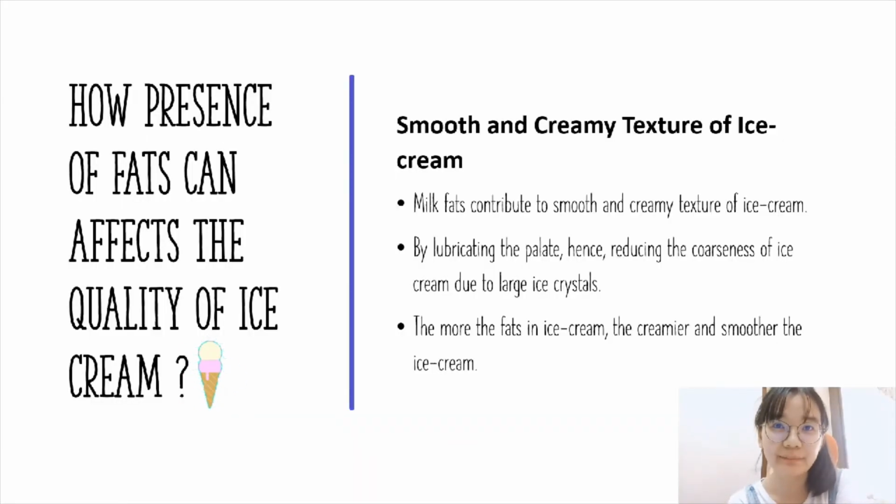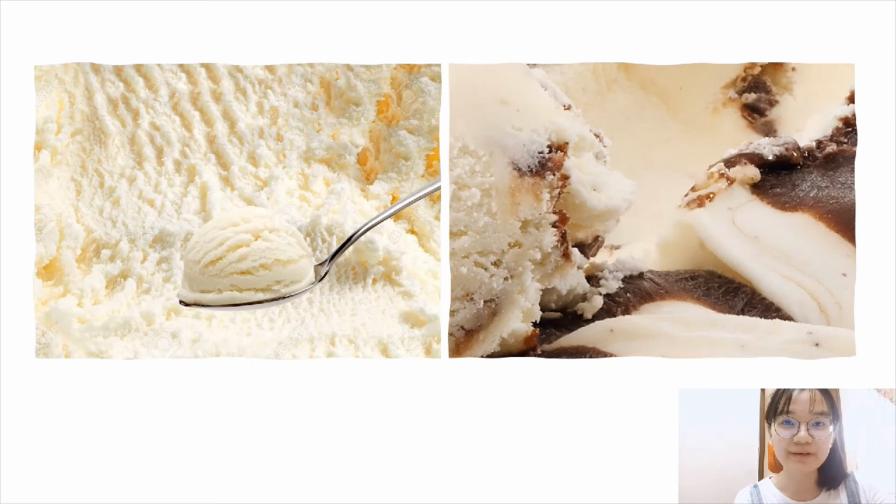Now I'm going to present about how the presence of fat can affect the quality of ice cream. First of all, have you ever wondered why our ice cream is always so creamy and smooth? This is because of the presence of milk fat. Milk fat contributes to the smooth and creamy texture of ice cream by lubricating the palate, hence reducing the coarseness of ice cream due to large ice crystals. The more fat in our ice cream, the creamier and smoother it will be. So this is the creamy and smooth structure of the ice cream.